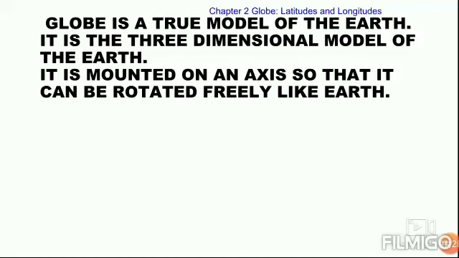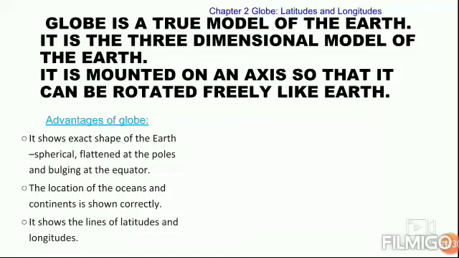Now what are the advantages of a globe? It shows the exact shape of the earth, as I had told you before also. The location of the continents and oceans is shown correctly on the globe, and it also shows the important imaginary lines, that is the latitudes and longitudes, which are actually absent on the earth. They are just imaginary lines, but they are drawn in physical form on the globe so that it becomes easy for you to find the location of a place.